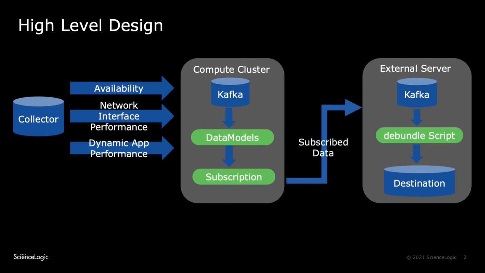Here is a high-level overview of the publisher service. This image might look familiar to some of you, but here we have a more zoomed-in look. As you can see, data flows from a collector to a compute cluster. The publisher's data model listens for that data type and sends it over to a subscription, which then sends it over to any external Kafka specified. The data is then debundled from that Kafka instance and placed in its final destination. We will go over each of these green components in more detail in the following slides.